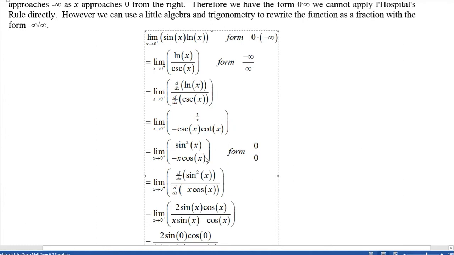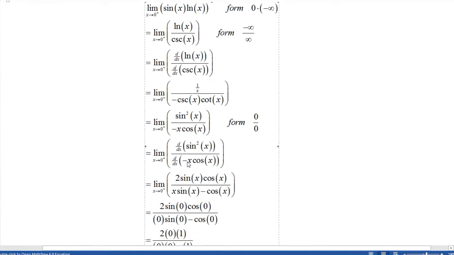Okay, we can apply L'Hopital's rule again. So take the derivative of the top and the bottom. This is u squared, so that's 2u times the derivative of u, so that's 2 sine of x. The derivative of sine x is cosine x, that's 2 sine x cosine x. And the bottom, we're going to need to apply the product rule. So that's the first, negative x, times the derivative of the second. The derivative of cosine x is negative sine x. The two negatives make that term positive. And then we have the second term, cosine of x, times the derivative of the first. The derivative of minus x is just negative 1.